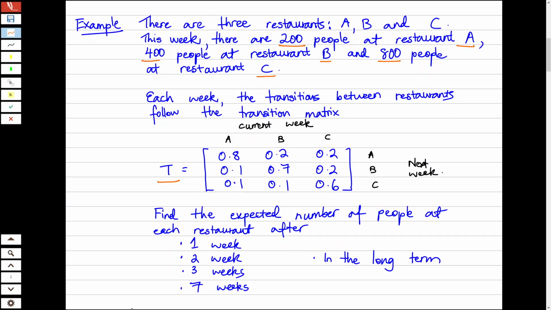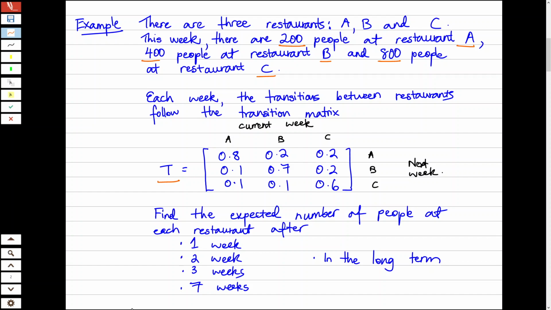All right, so in today's example, it's very similar to yesterday. There are three restaurants, and the way that we're setting this up is I've told you how many people are at the restaurant each week. So 200 at A, 400 at B, 800 at C. And I've told you the probabilities of movement between the different restaurants. And I've summarized that information in the transition matrix.